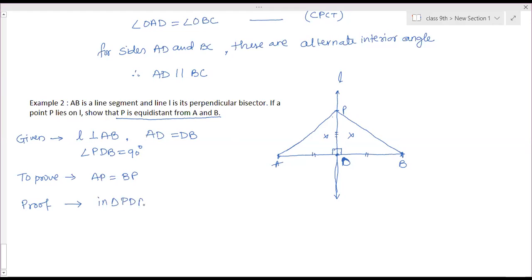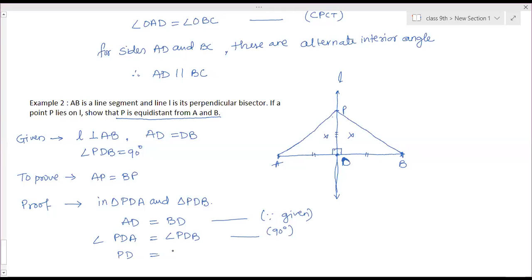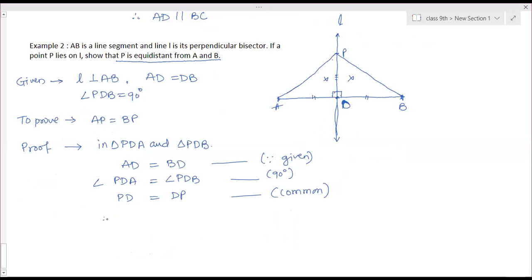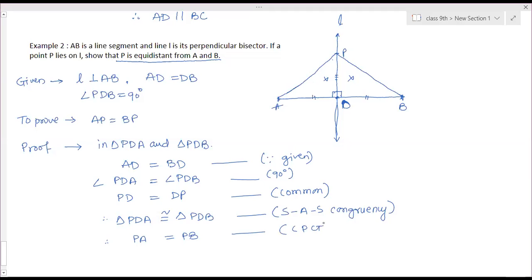So in triangle PDA and triangle PDB, AD is equal to BD, reason: given. Angle PDA is equal to angle PDB, that is both 90 degrees, and side PD is equal to DP, common side. So therefore triangle PDA is congruent to triangle PDB by SAS congruency, and therefore PA is equal to PB by CPCT.